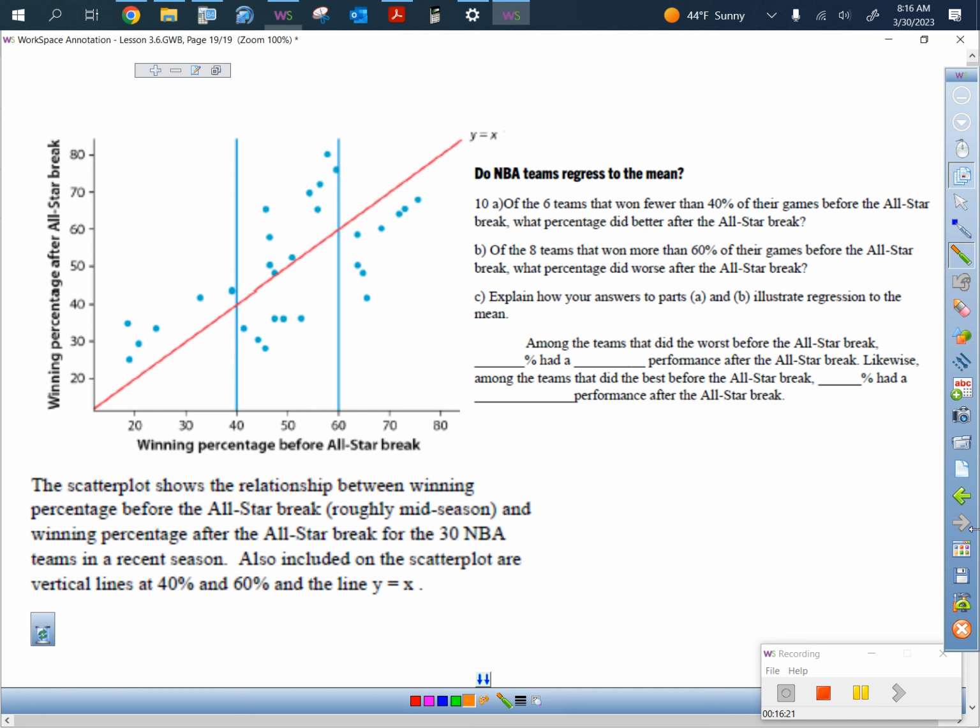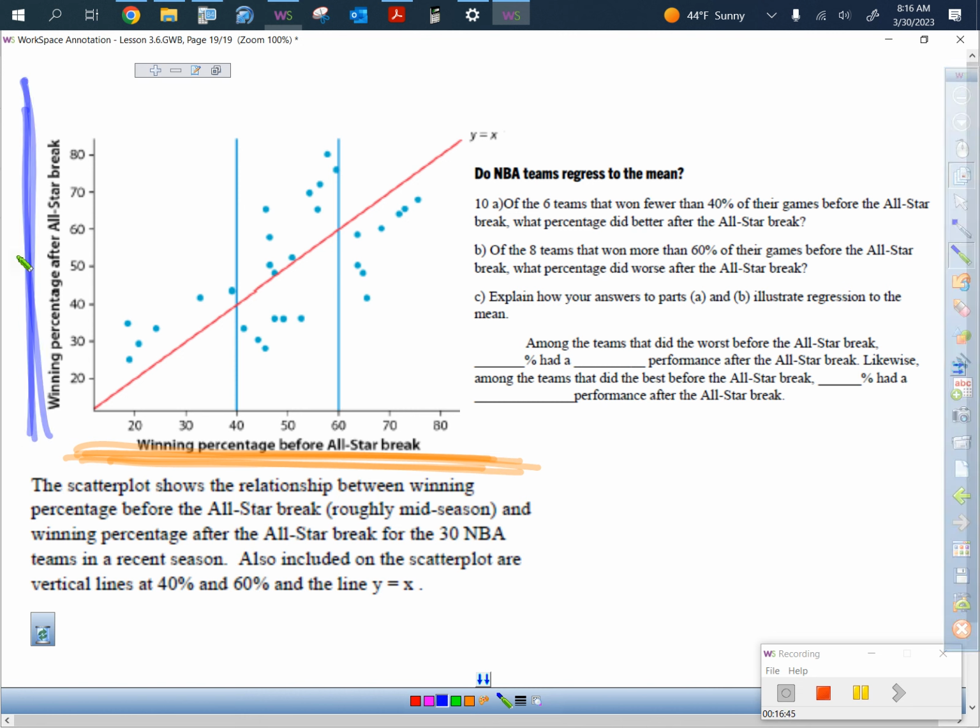Do NBA teams regress to the mean? This scatter plot shows how many games somebody won before the All-Star break in the NBA, right? So it's like, how many games did you win before the All-Star break? All-Star break's right in the middle of the season, okay? And then the other y-axis shows how many games they won after the All-Star break. What would happen if a dot was right there on the line? What does that mean? They won the same amount before versus after. Are we okay with that?